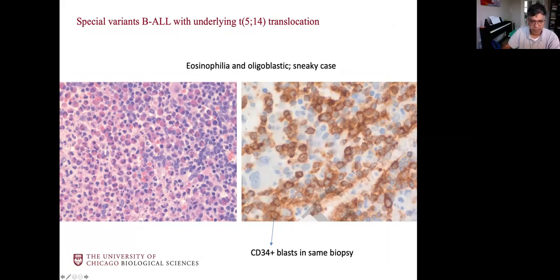I can see something here that looks like blasts, but I can't really make out much. And when you do a CD34, which is a marker of immaturity, there are numerous CD34s in this bone marrow biopsy, indicating that this is B lymphoid leukemia. And often it's oligoblastic. You will not see many blasts, but you will see the eosinophils sometimes. And if you see this translocation, you should call it ALL, even though you don't have 20% blasts.